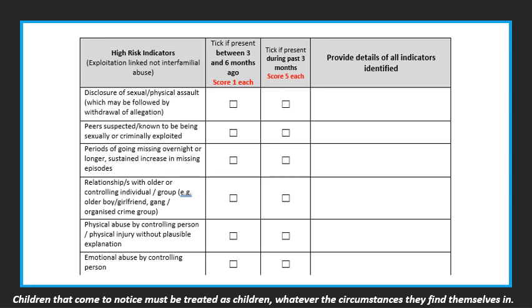In order to monitor changing risk over time, either as a result of intervention or change in circumstances, it is important to know whether the risk indicator is current or recent. That is why there are two boxes beside each indicator, one for if it has been present between 3 and 6 months ago, and one if the indicator is still present now. You can tick either box or you can tick both. For each indicator there will be a maximum score of 6.